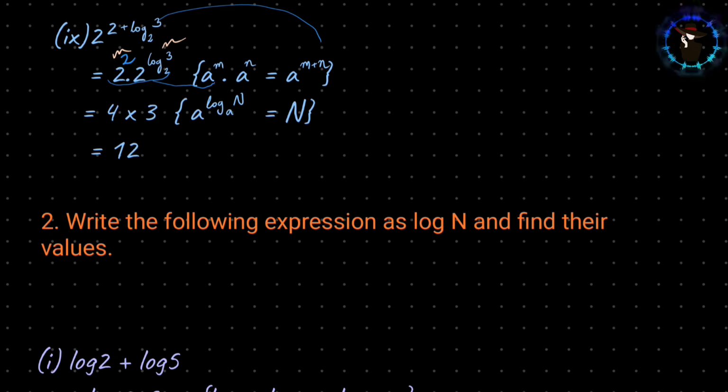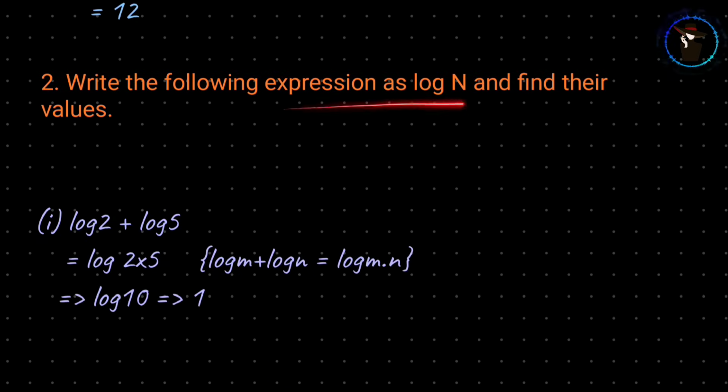Moving on to the next question. Write the following expression as log n and find their values. Log 2 plus log 5. When we have addition, we need to do the sum, right? Just as exponential form, we got addition, we need to multiply. Log 2 into 5, log 10. Just as the value of log 1 with any base is equal to 0, the value of log 10 with any base always equals 1.